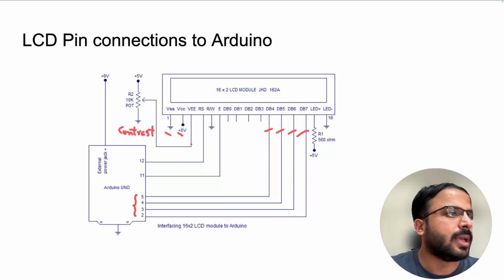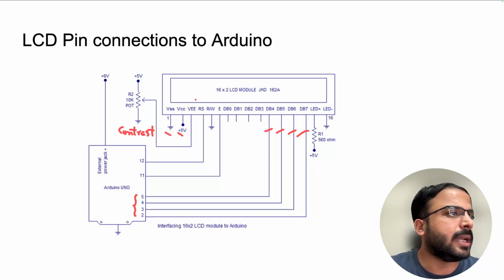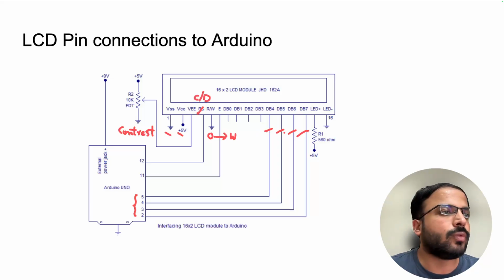The RS pin, register select, selects whether you are sending a command register or a data register, whichever you are selecting. Read/write is 0, which means we are writing. Enable will be driven from the Arduino. We said that we are going to configure in 4-pin mode, so we have taken D4, D5, D6, and D7, and we connected them to 2, 3, 4, and 5.